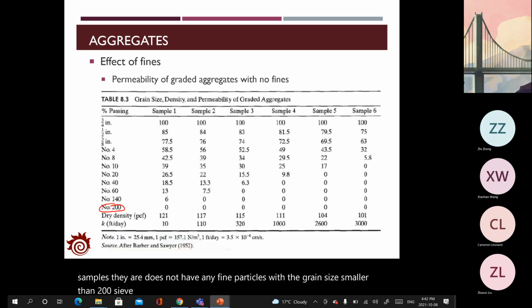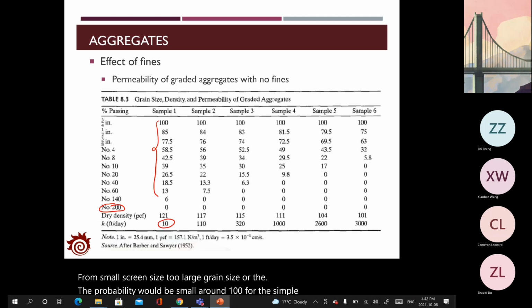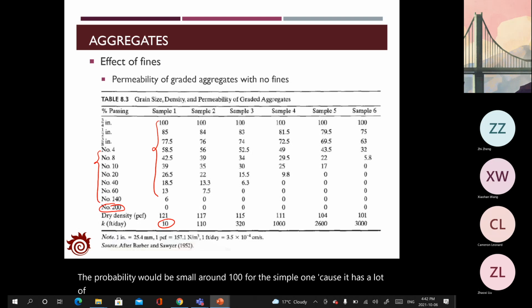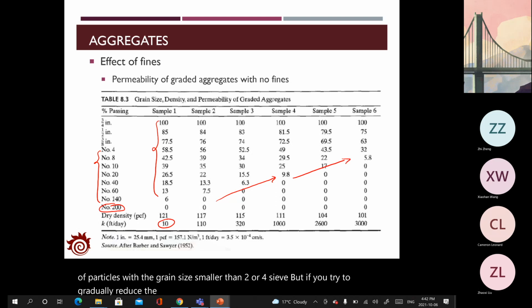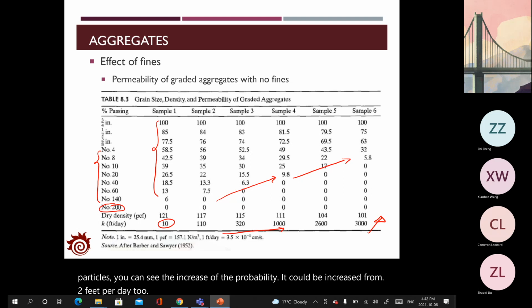And you can see that with the evenly distributed particles aggregates from small grain size to large grain size, the permeability would be small, around 100 for sample 1, because it has a lot of particles with a grain size smaller than number 4 sieve. But if you gradually reduce the portions of the small or fine particles, you can see the increase of the permeability. It could be increased from 2 feet per day to 3,000 feet per day for sample 6.